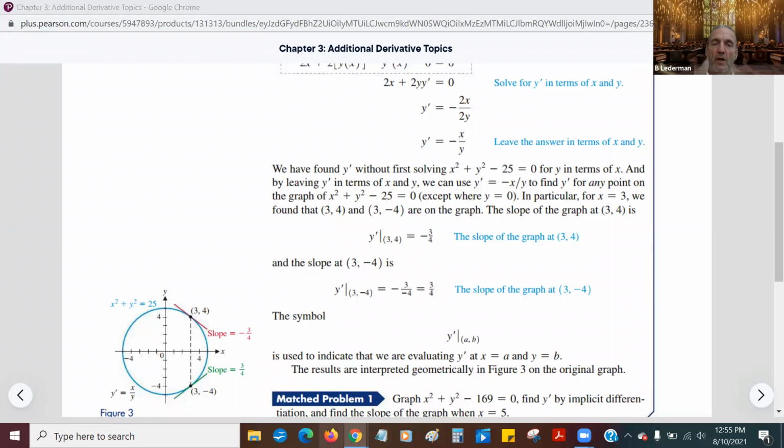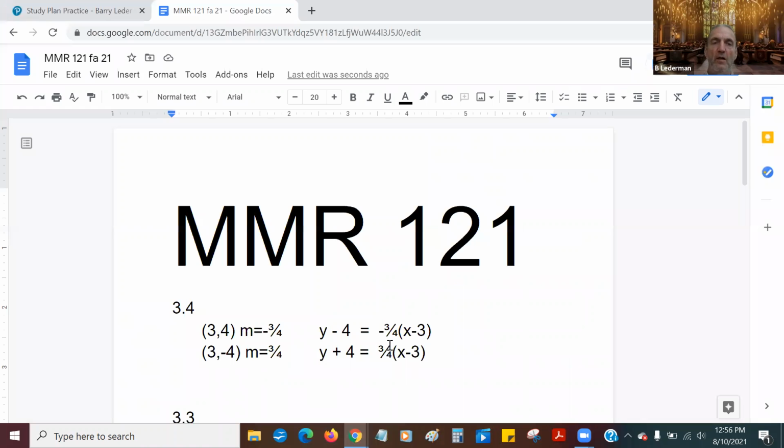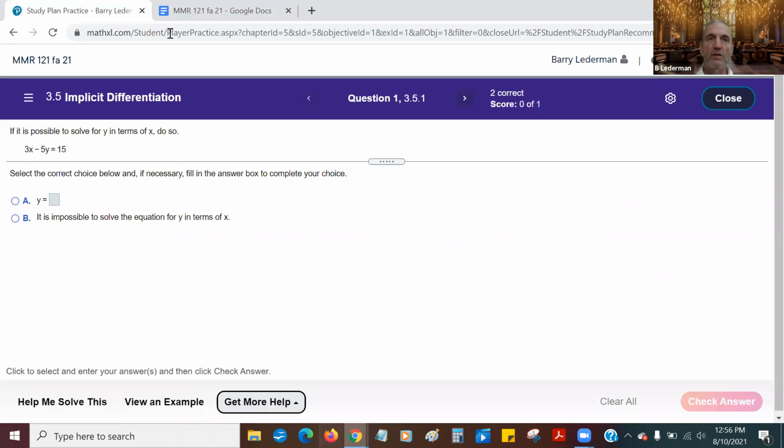Okay, let's take a look. During the pause, I worked it out here. At the point (3, 4) and m equals negative 3/4, the equation is y minus 4 equals negative 3/4 times x minus 3. And at the point (3, negative 4), we have m equals positive 3/4. So the equation is y plus 4 equals 3/4 times x minus 3. And there you go. Yay for us. Okay, oops, that's not what I wanted. I wanted this.